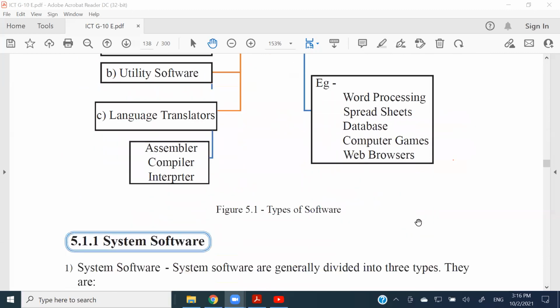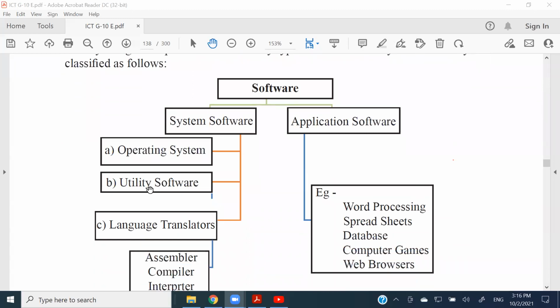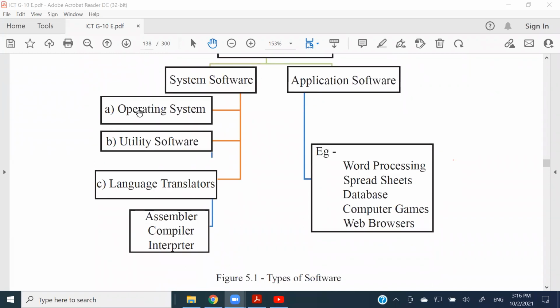Okay, so now when it comes to the software classification, the operating system resides under the system software. We talked about this in the second lesson as well. It has system software and application software, two types of software. Under the system software, we have three types of things: operating systems, utility software, and language translators. The operating system is the major software. We call it the platform.